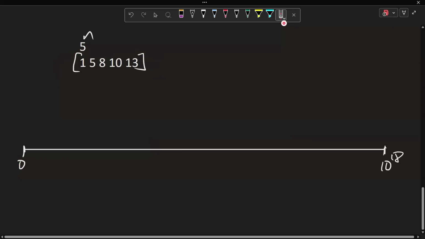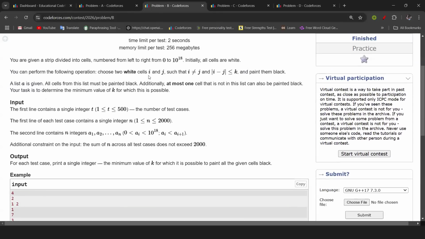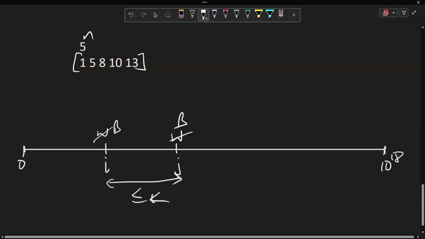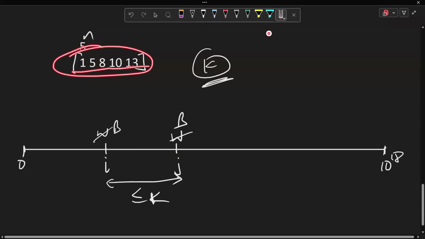For painting, what is the condition? You can select two cells i and j, and if the distance between the cells is less than or equal to k, you can paint both of them black. These two cells should be white initially, so you can only convert two white cells. If you have some cell i which is white and some cell j which is white, you can convert both of them to black if the distance is less than or equal to k. Now, you need to select a suitable k so that you can paint all these cells black.